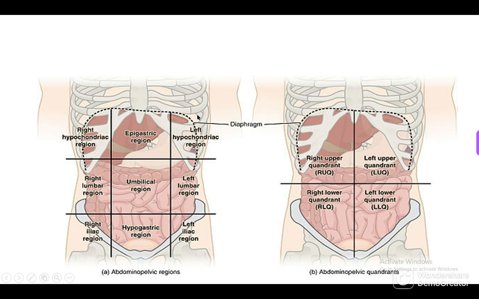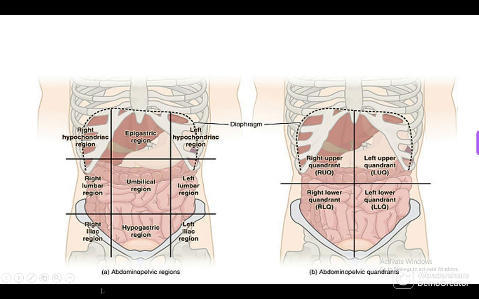Now, as far as the quadrants are concerned: the right upper quadrant, the left upper quadrant, the right lower quadrant, and the left lower quadrant. So we divide the abdomen by these planes.